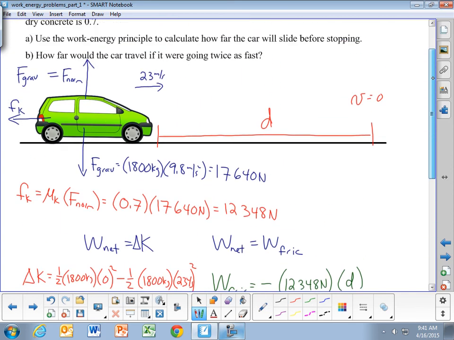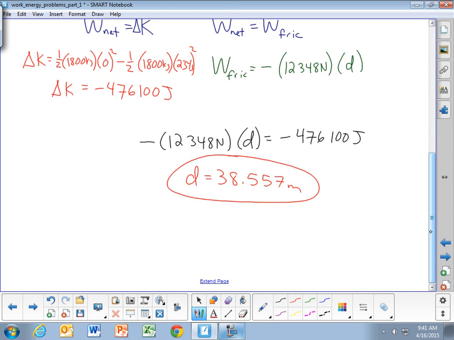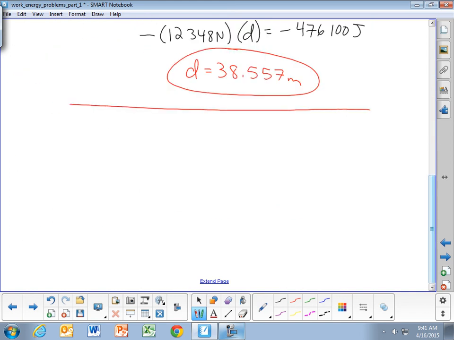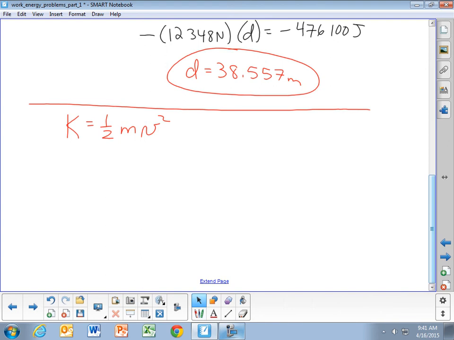The second part of the question says, how far would the car travel if it was going twice as fast? Okay. So this is a conceptual idea. So kinetic energy is 1/2 mv squared. And so if it's going twice as fast, if I look at this, v squared is what kinetic energy depends on. So if I double the velocity, I have 2 squared, or 4 times as much kinetic energy.